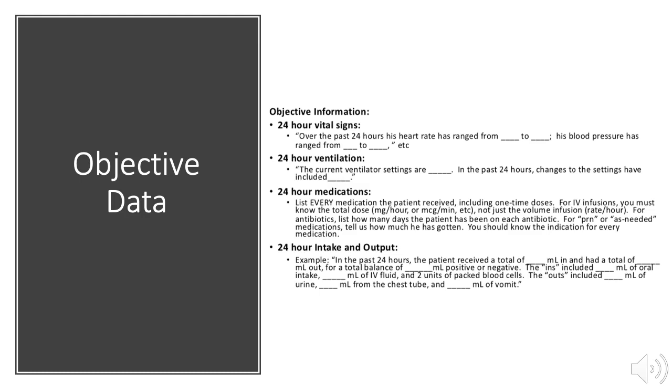Also report 24-hour medications. List every medication the patient has received, including one-time doses. For IV infusions, you must know the total dose, not just the volume infusion. For antibiotics, list how many days the patient has been on each antibiotic. Also, report 24-hour intake and output.